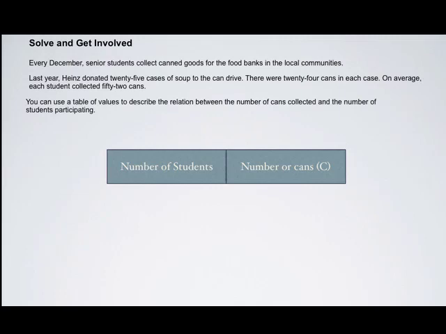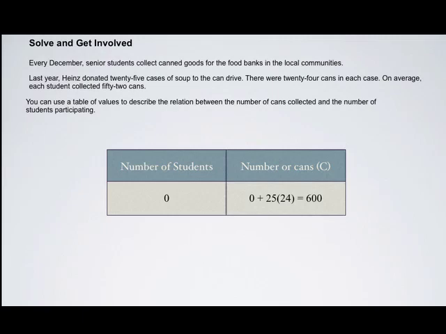You can use a table of values to describe the relation between the number of cans collected and the number of students participating. Here we see the headings, number of students and number of cans. If there were 0 students participating, there would be 600 cans. We say that there are 600 cans because Heinz donated 25 times 24.